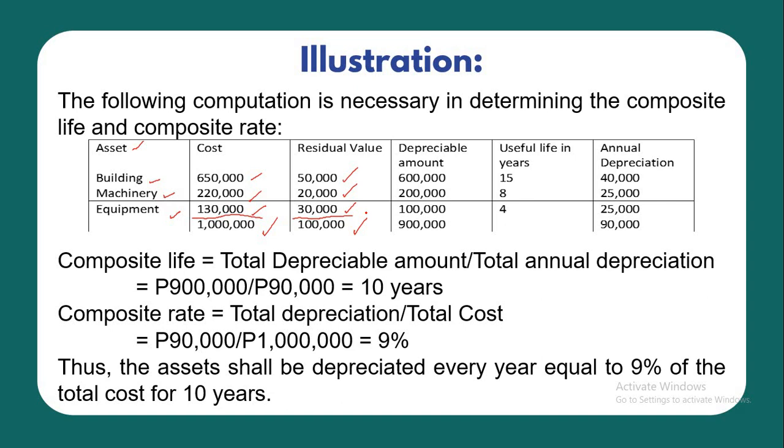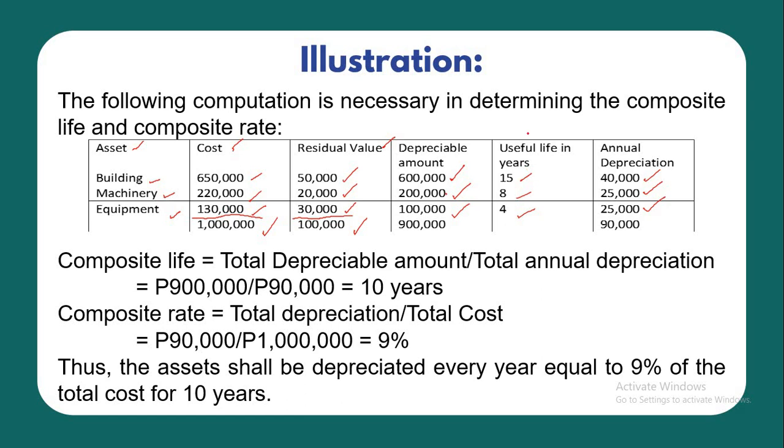So, since naa na tay cost and residual value, the depreciable amounts are 600,000 for building, 200,000 for machinery, equipment is 100,000. So, depreciable amount again is computed by getting the difference between the cost and the residual value. The respective useful life in years are 15 years, 8 years, 4 years. And the annual depreciation individually are 40,000, 25,000, and 25,000 respectively. Okay, how did we get the annual depreciation? Of course, that is depreciable amount divided by the useful life in years.